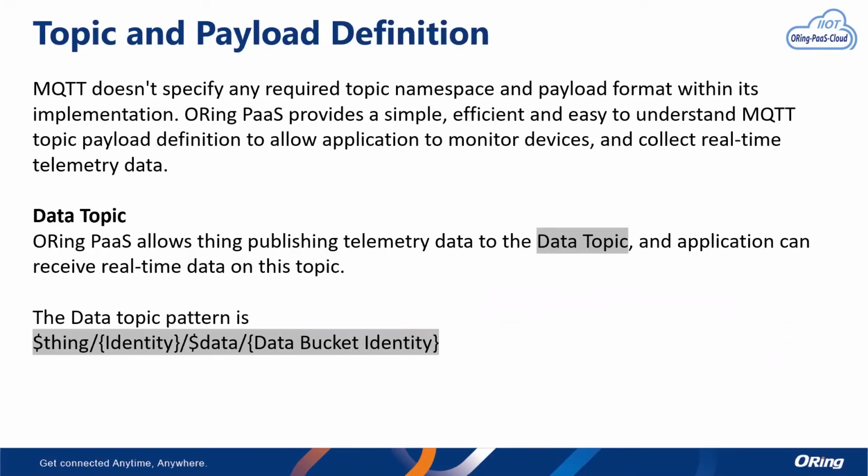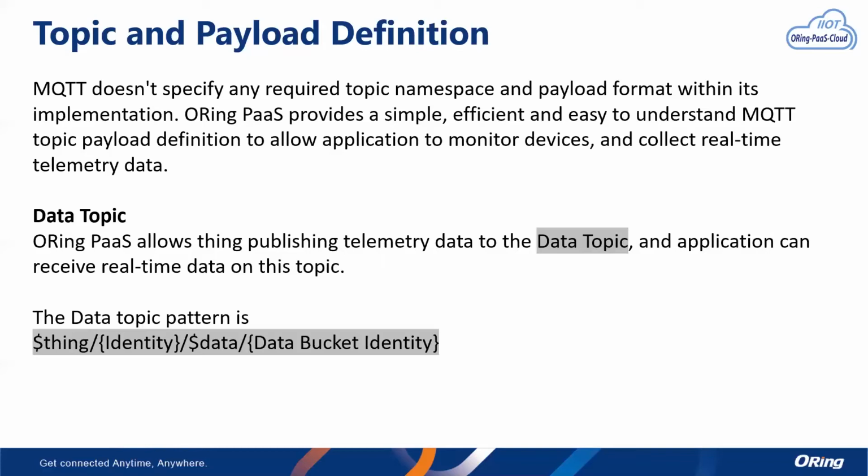For the topic and payload definition, as we mentioned, MQTT doesn't specify any standard for topic, namespace, and payload, unless we are discussing the Sparkplug B protocol version. However, today we are discussing only standard MQTT. In this case, we have an open way to develop our own solution and suggest how the topic and the payload should look like. We developed our own simple, efficient, and easy to understand MQTT payload definition, which helps to monitor the devices and collect real-time telemetry data.